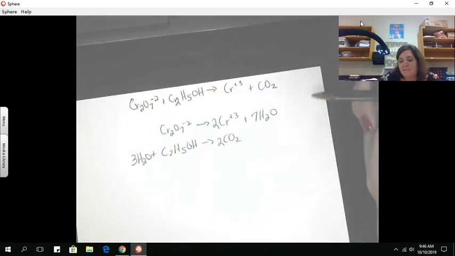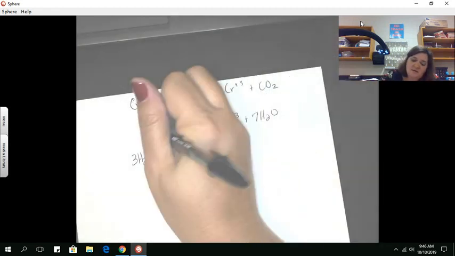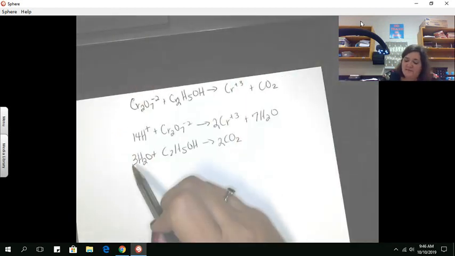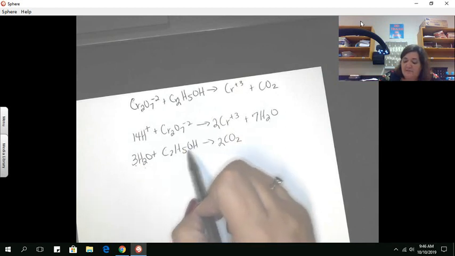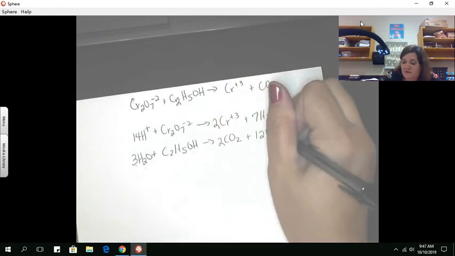And then we balance our hydrogen by adding hydrogen ions. So we have 7 times 2 makes 14 hydrogens on the right. So we would need 14 hydrogen ions on the left. We have 6 hydrogens on the left, plus we have 6 more here. That makes 12. We don't have any on the right, so we'd have to add 12 hydrogen ions.